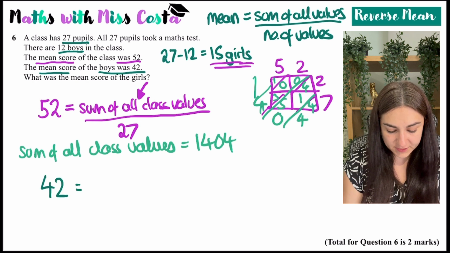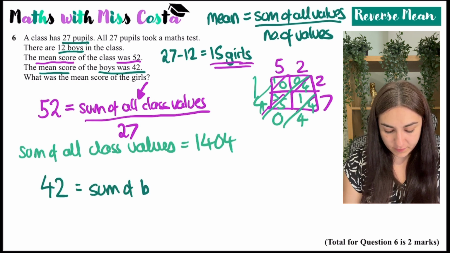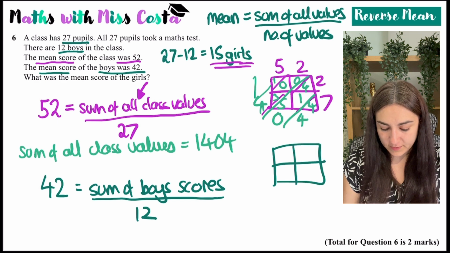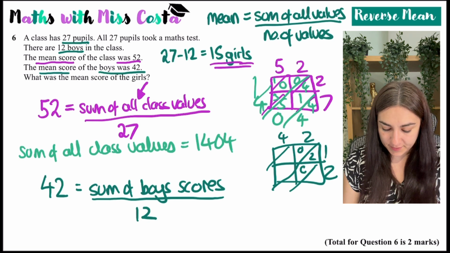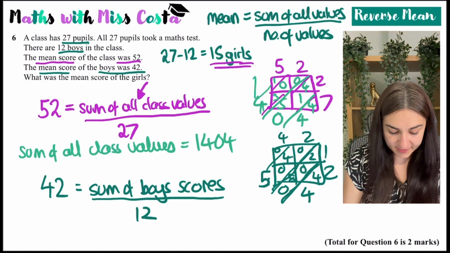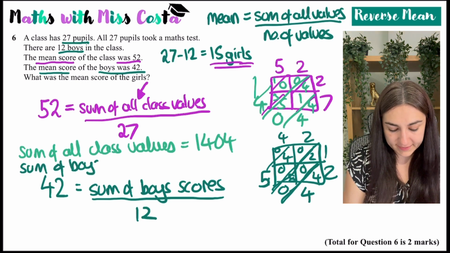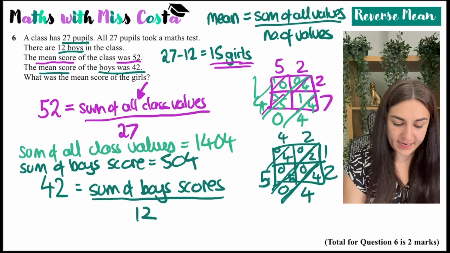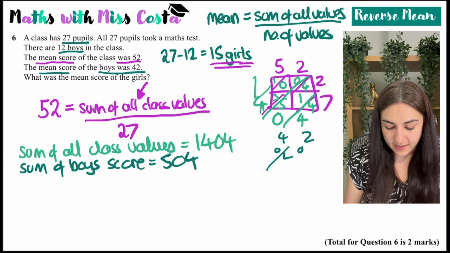So the mean, 42, equals the sum of the boys' scores divided by, and how many boys were there? 12. So I could do 42 times 12. And then 2 times 1 is 2, 2 times 2 is 4, 4 times 1 is 4, 4 times 2 is 8. So add the diagonals, that would be 4, 8 plus 2 is 10, 4 plus 1 is 5. Okay, so the sum of the boys' scores is 504.